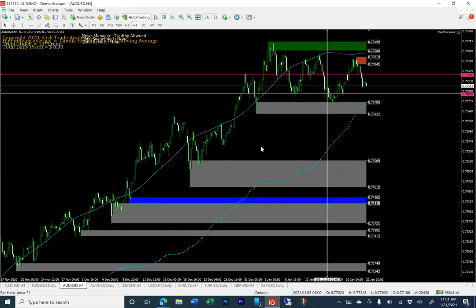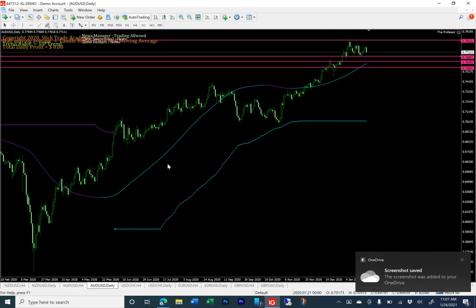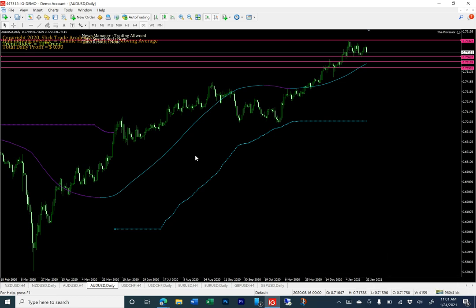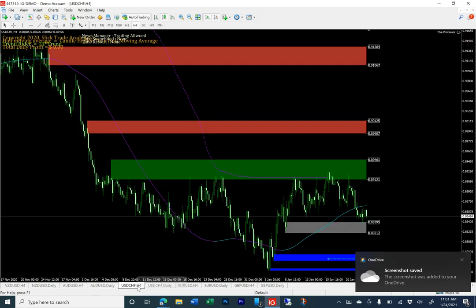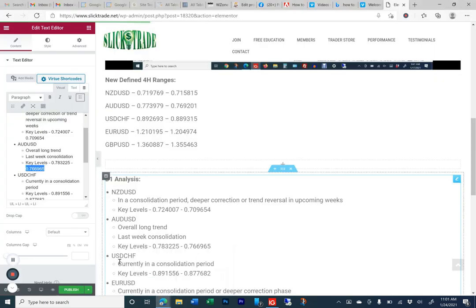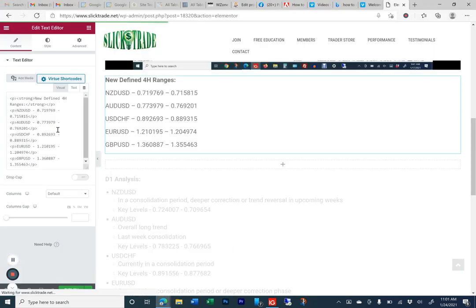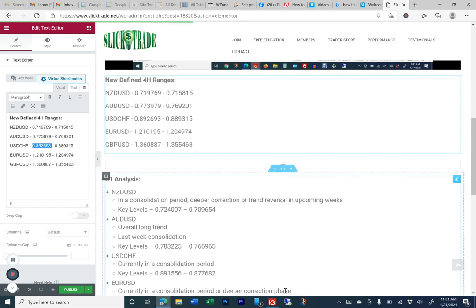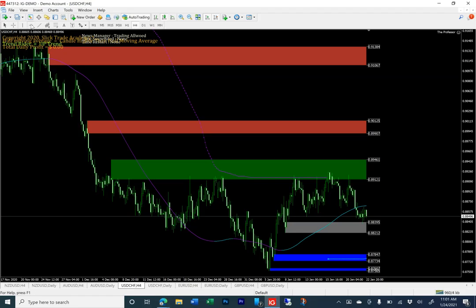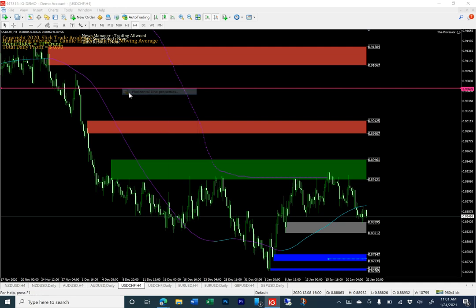I'll grab a couple screenshots for you guys here to put in the post. You see, this is the dollar franc. So last week, these were our key levels.